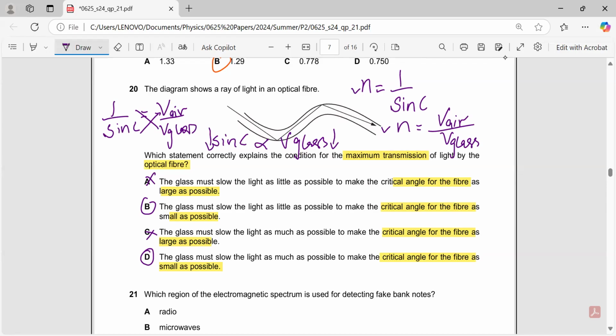So this option will be correct, but not this one, that the glass must slow the light as little as possible. No, as much as possible. So if the critical angle is lower, then the speed should also be lower. From this concept, we can say that option D is correct only, not B.